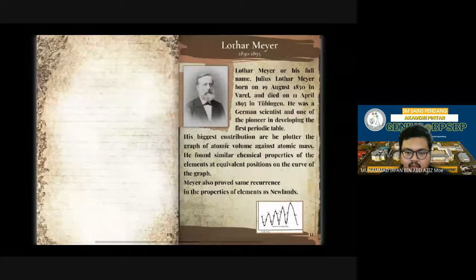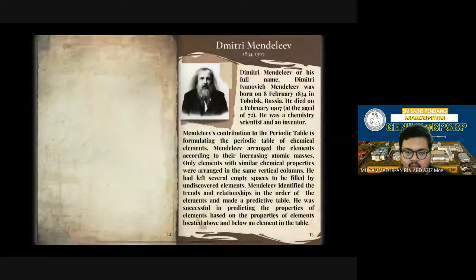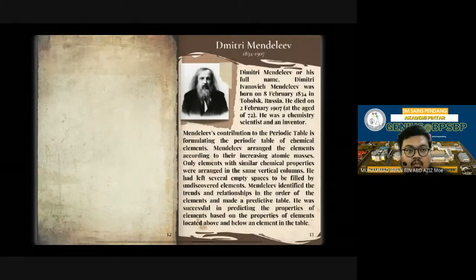Meyer also showed the same recurrence in the properties of elements as Newlands. The second last scientist is Dmitry Mendeleev, 1834 to 1907. Dmitry Mendeleev, or his full name Dmitri Ivanovich Mendeleev, was born on 8th of February 1834 in Tobolsk, Russia. He died on 2nd of February 1907 at the age of 72.